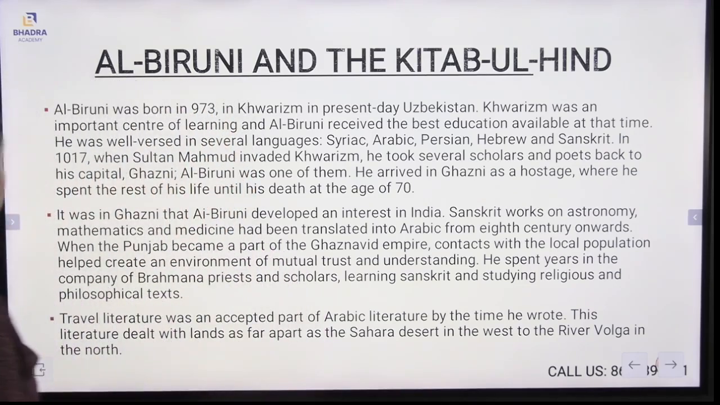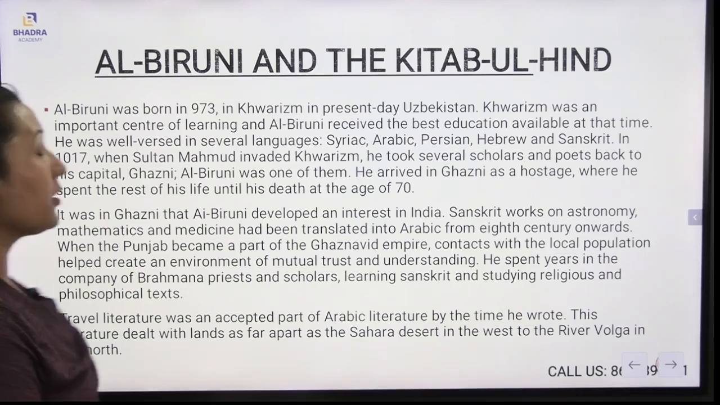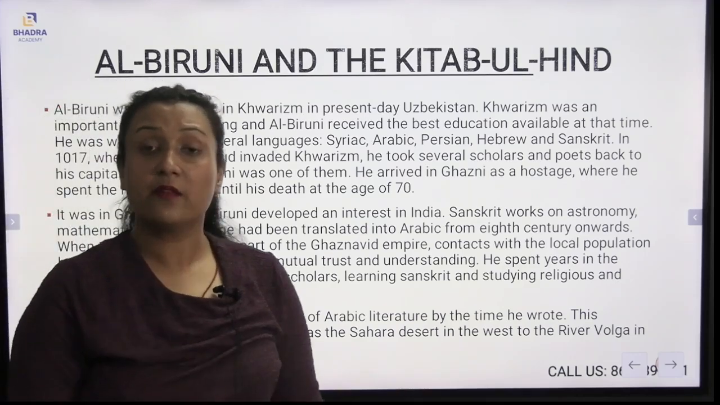In 1017, when Sultan Mahmud invaded Khwarizm, he took several scholars and poets back to his capital Ghazni. Al-Biruni was one of them. He arrived in Ghazni as a hostage where he spent the rest of his life until his death at the age of 70. Now, during 1017, what happened?